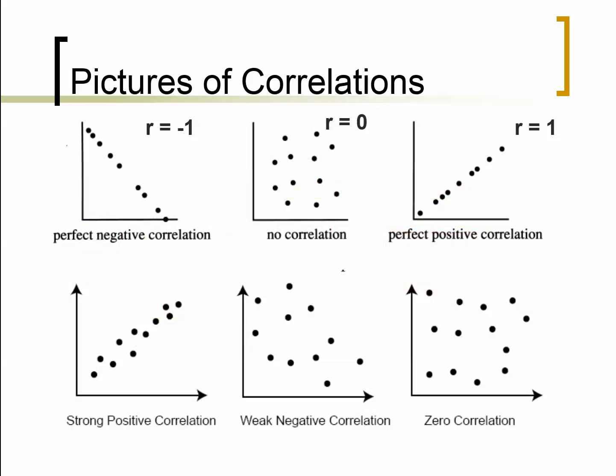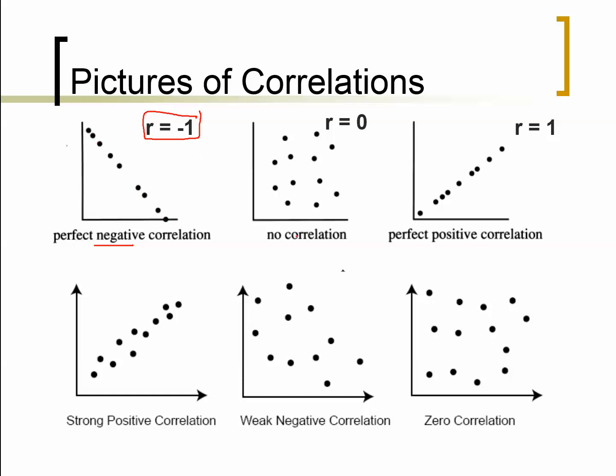Here are some pictures of correlations. We achieve these by graphing our ordered pairs and creating a scatter plot. The first picture shows a correlation that is a perfect negative. You can see we have a -1 slope, and all of the dots line up on this line.